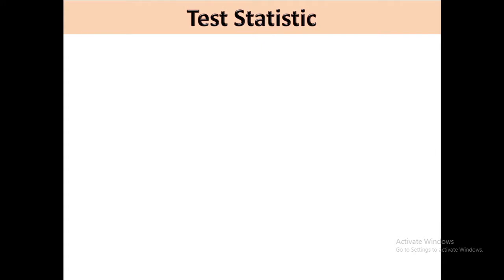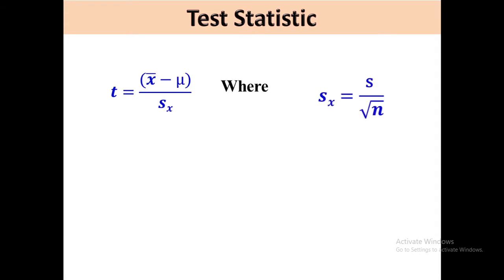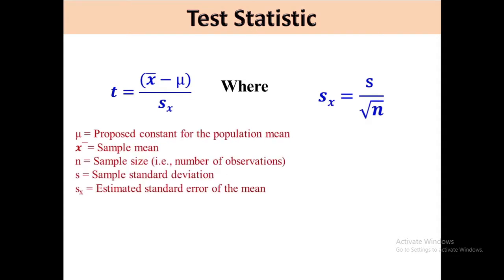Test statistic. The test statistic for a one sample t-test is denoted by t, which is calculated using the following formula: t equal to x bar minus mu over sx, where sx equal to s over square root of n. In this formula, mu stands for proposed constant for the population mean, x bar stands for sample mean, n stands for sample size, that is number of observation, s stands for sample standard deviation, and sx stands for estimated standard error of the mean.